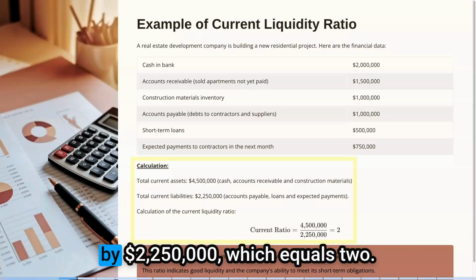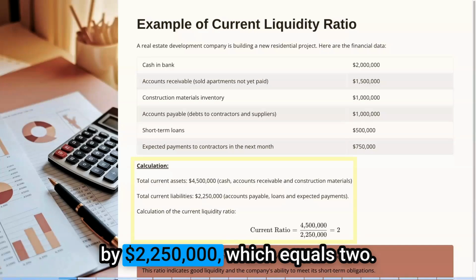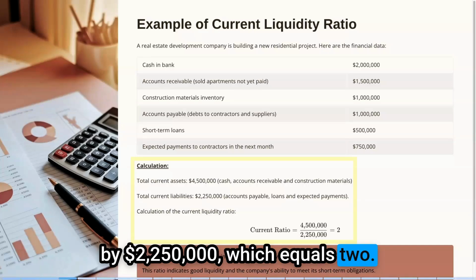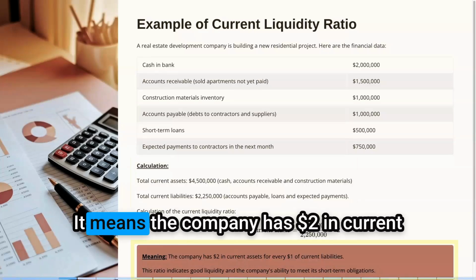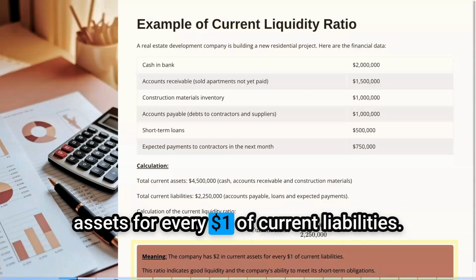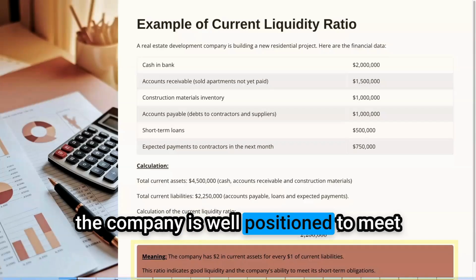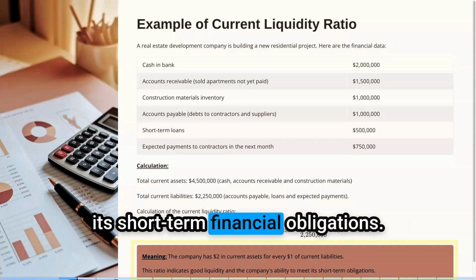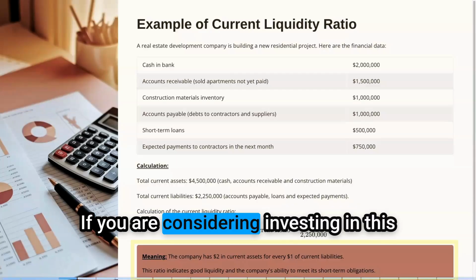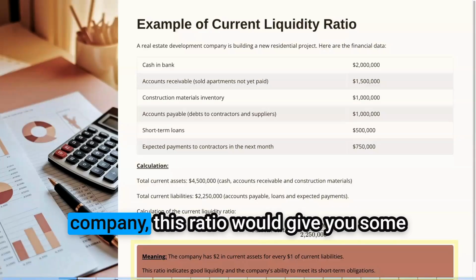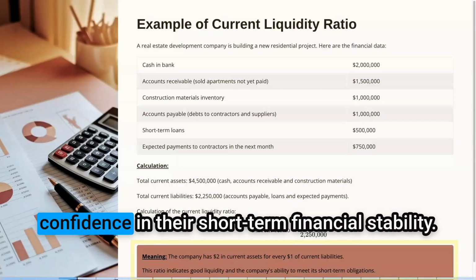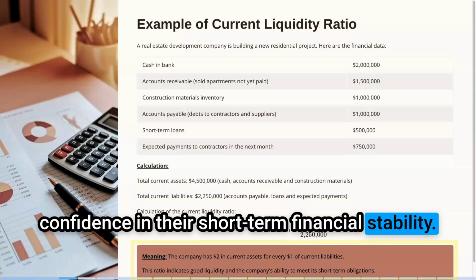Now, for the current ratio calculation, current ratio equals $4,500,000 divided by $2,250,000, which equals 2. What does this mean? It means the company has $2 in current assets for every $1 of current liabilities. This is a healthy sign. It indicates good liquidity and shows the company is well positioned to meet its short-term financial obligations. If you were considering investing in this company, this ratio would give you some confidence in their short-term financial stability.